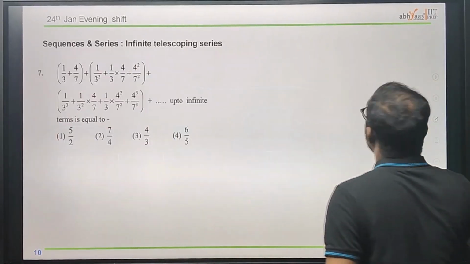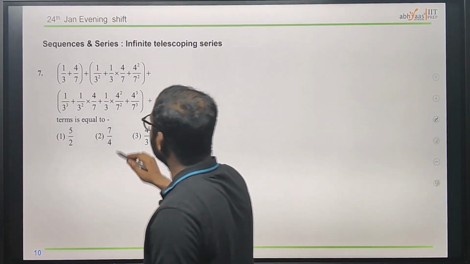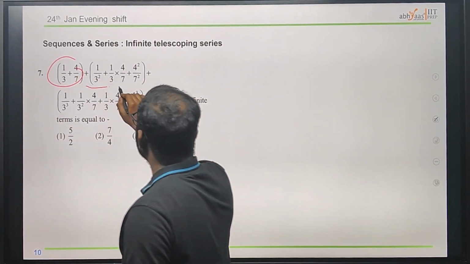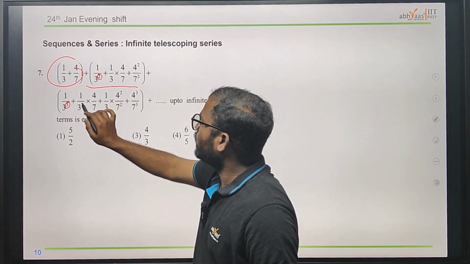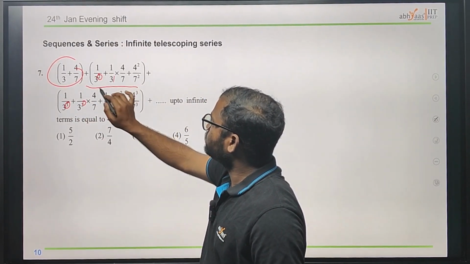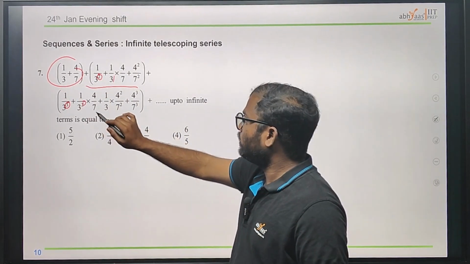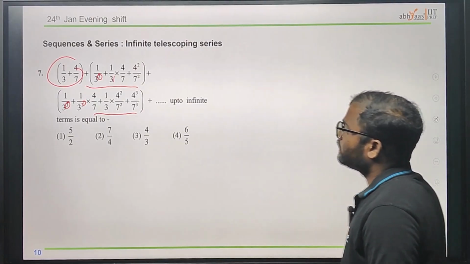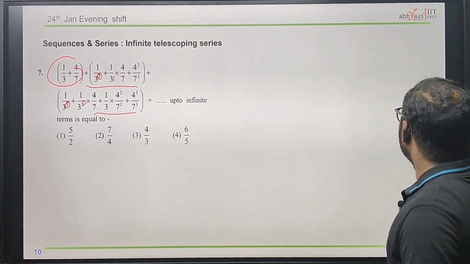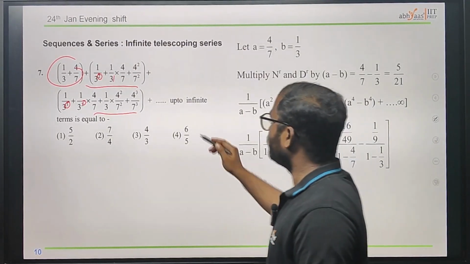Now coming to the next question, on sequence and series. If we observe, we have this one, and similarly we have this. It repeats with square, and similarly cube, and here as well cube. Here we have 1, here it was 3 power 0. That's why there is no 3 power 0 here, and that's how the pattern is repeating. We have to write the general term of this, which goes up to infinite terms.